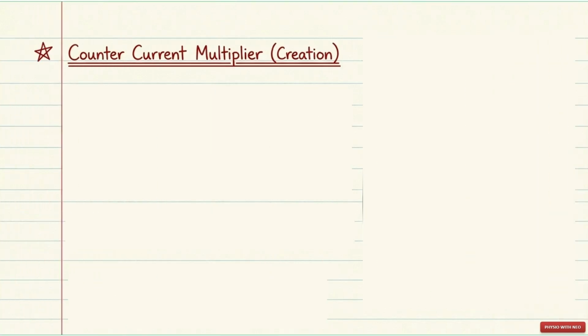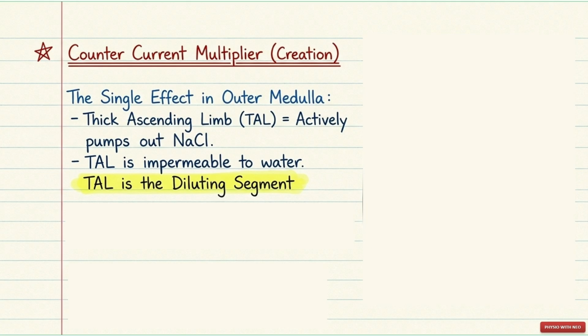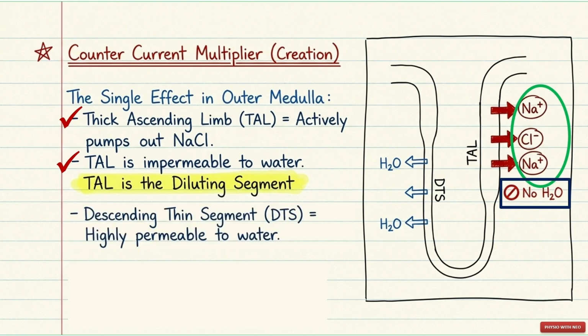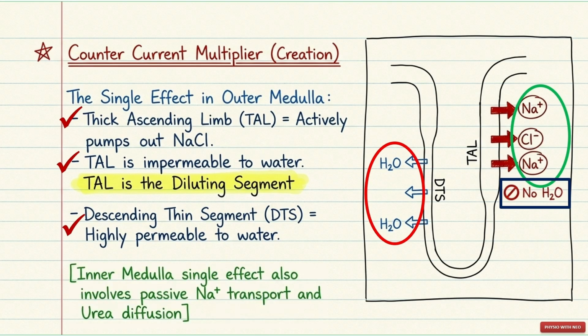Now, countercurrent multiplier. For this, we need to understand the single effect in the outer medulla. In this, the thick ascending limb actively pumps out sodium chloride. As you can see from the diagram, sodium and chloride come out actively from the thick ascending limb, increasing the osmolality in the interstitium, while the same segment is impermeable to water. So water remains inside. That's why this segment is called the diluting segment. Whereas the descending segment is highly permeable to water, so water comes out very easily. So in this part of the segment, the osmolality increases. Now, the inner medulla also shows the single effect, but it involves passive sodium transport and urea diffusion.